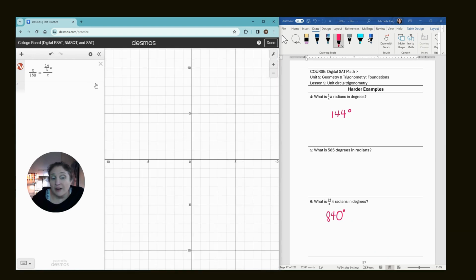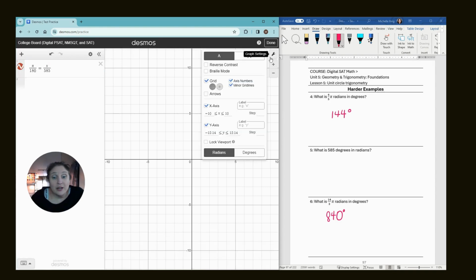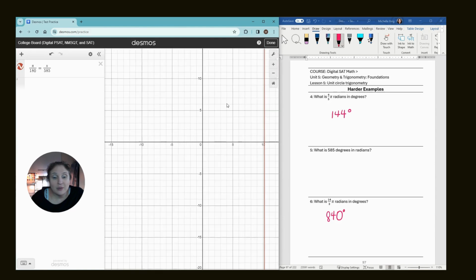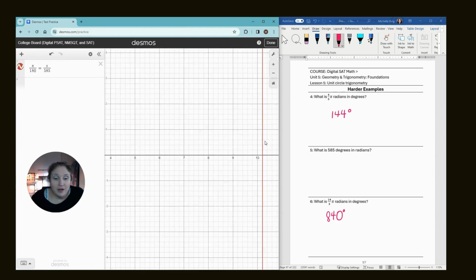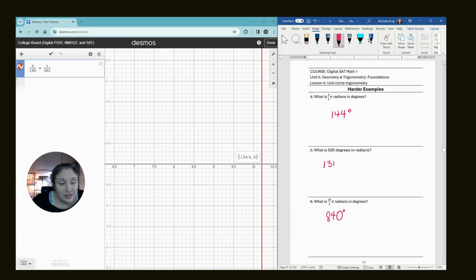And then now it wants 585 degrees in radians. So in my denominator, I'll put 585. And in my numerator, I'm going to delete all this nonsense and just put x. Don't forget that you should have your settings set on radians. So if you had just done a trigonometry question on your test, you want to make sure that you come back and do that. All right, when we do that, we look in and we get this point right here, and that's our answer, 13 pi over 4.